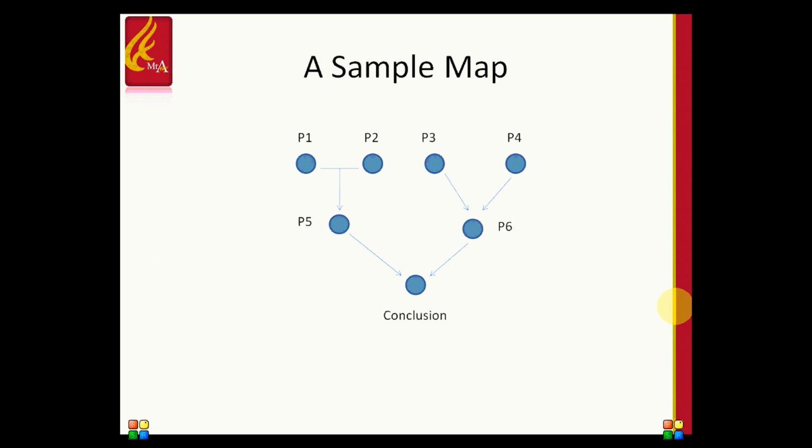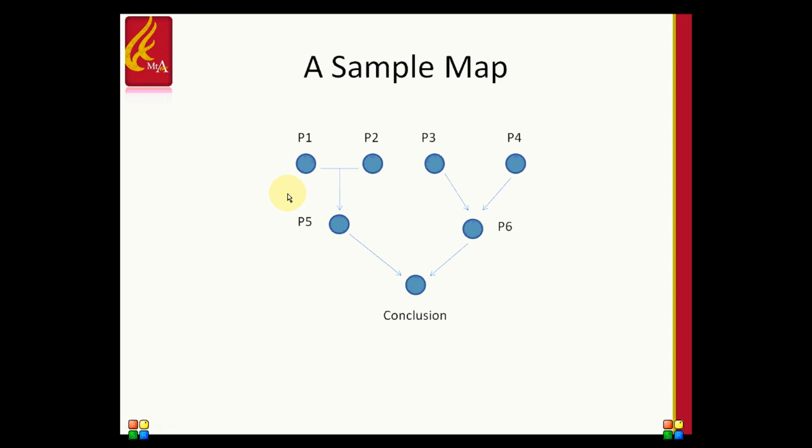So here's a sample map that I've done. And this isn't even a terribly complex argument either. So we have a conclusion. We've got two premises which are supporting it, and then these two premises themselves have other premises that are supporting them. So these premises, premise 5 and premise 6, are essentially sub-conclusions.